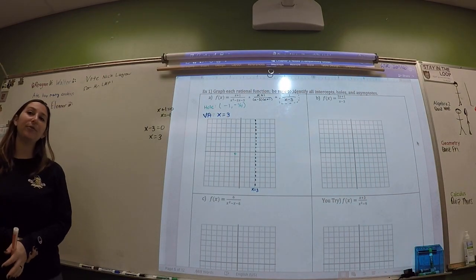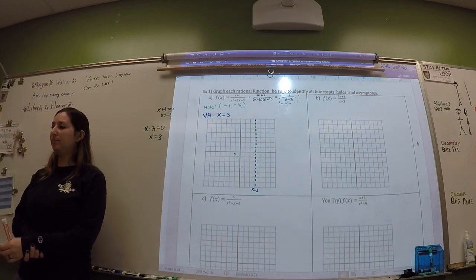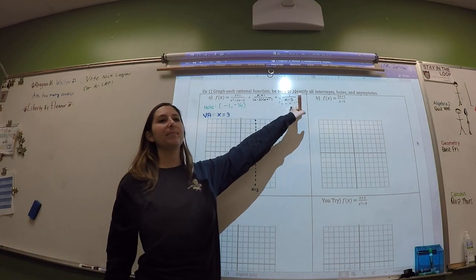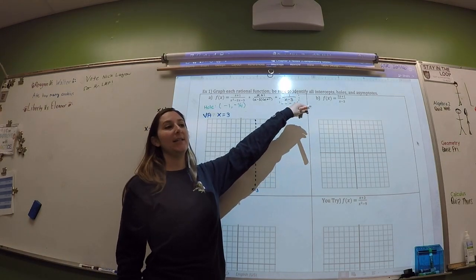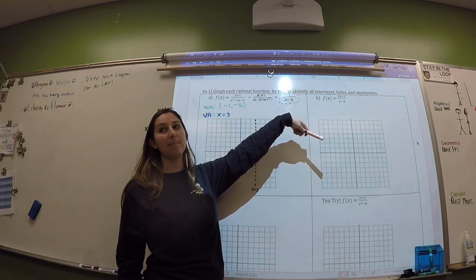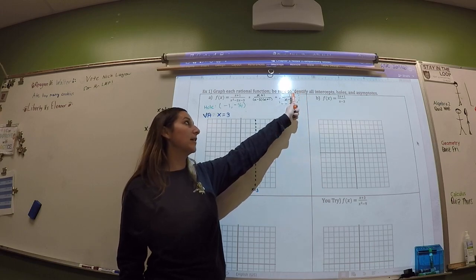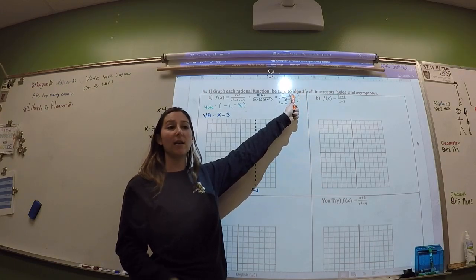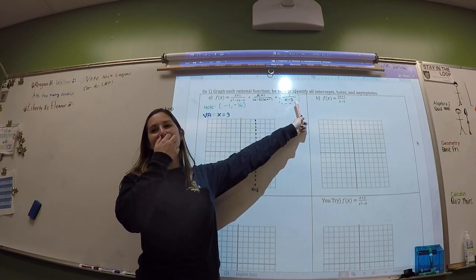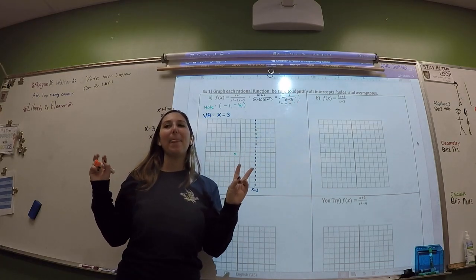Alright, after you find vertical, what's the next step? Horizontal. Okay, so we're going to look at our simplified function, and we're going to look at the degree. Is the degree greater on the top, the bottom, or are they the same? One of them's 0 because there's no x on the top. So the degree of the numerator is 0, and the one on the bottom is bigger. The degree of the denominator is 1. So it's bottom heavy.